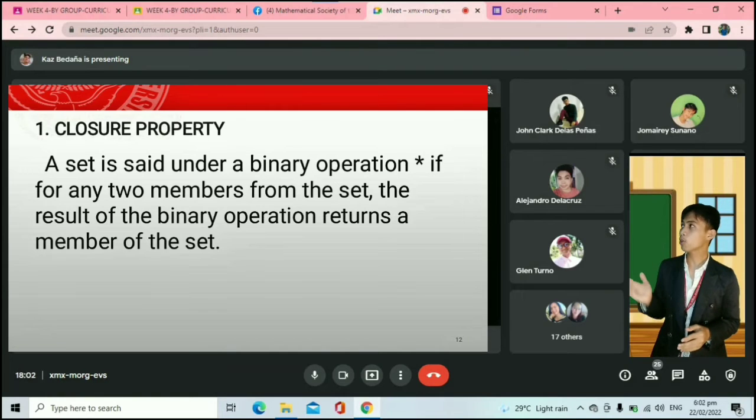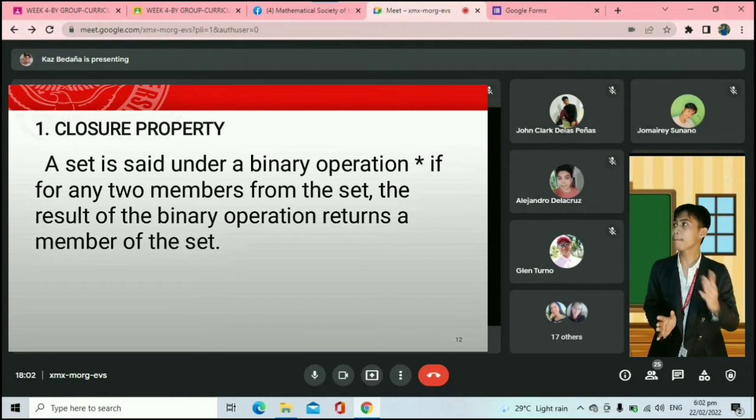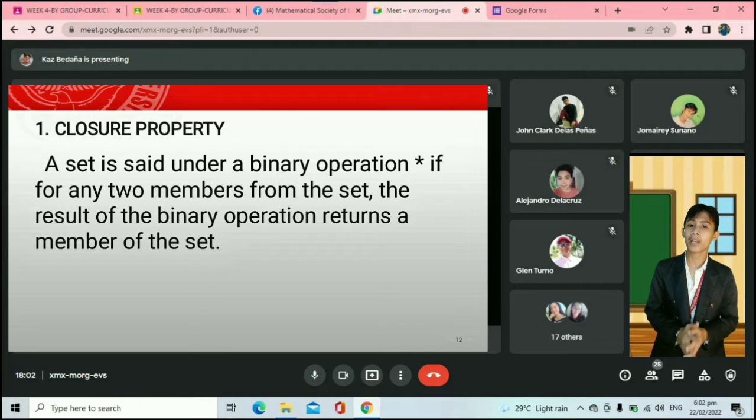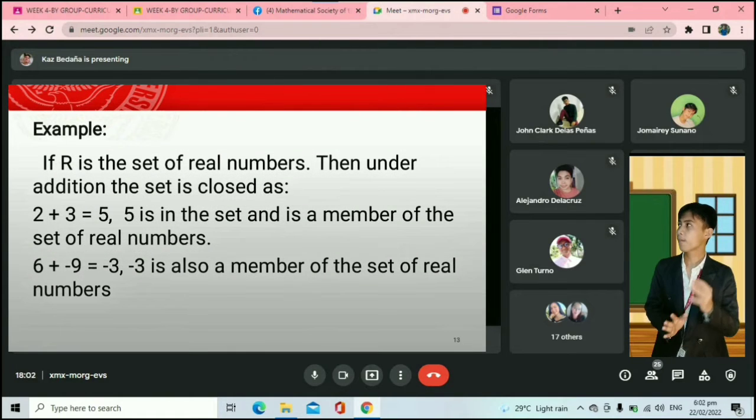A set is said to be closed under a binary operation asterisk if, for any two members from the set, the result of the binary operation returns a member of the set. So what is a closure property? Let's have an example. If R is the set of real numbers, then under addition, the set is closed.